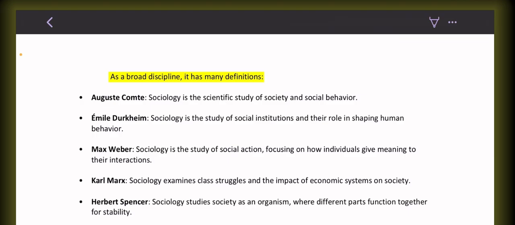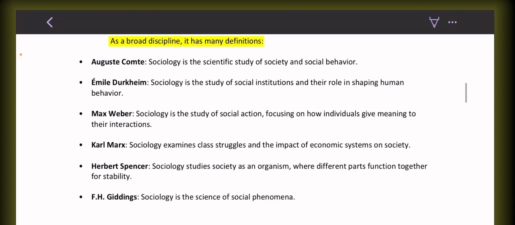Let me tell you that sociology is a very broad discipline, so it has many definitions. So I have selected some definitions given by some thinkers. The thinkers are Auguste Comte, Emile Durkheim, Max Weber, Karl Marx, Herbert Spencer, F. H. Gibbons, and so on. According to Auguste Comte, sociology is the scientific study of society and social behavior. According to him, society should not be studied by reason or rationale, but by observation.